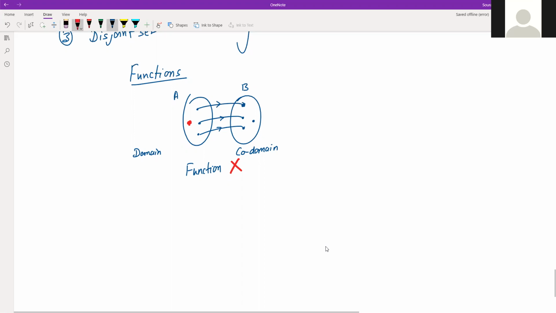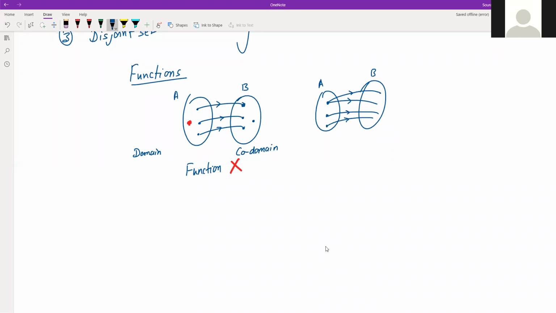Now let's see one more example. There are two elements in the first set, and both of them have an image. Suppose there is one more. All of them have an image. But again, if you see this one, it actually has two images. And because of this, again, this is not a function.